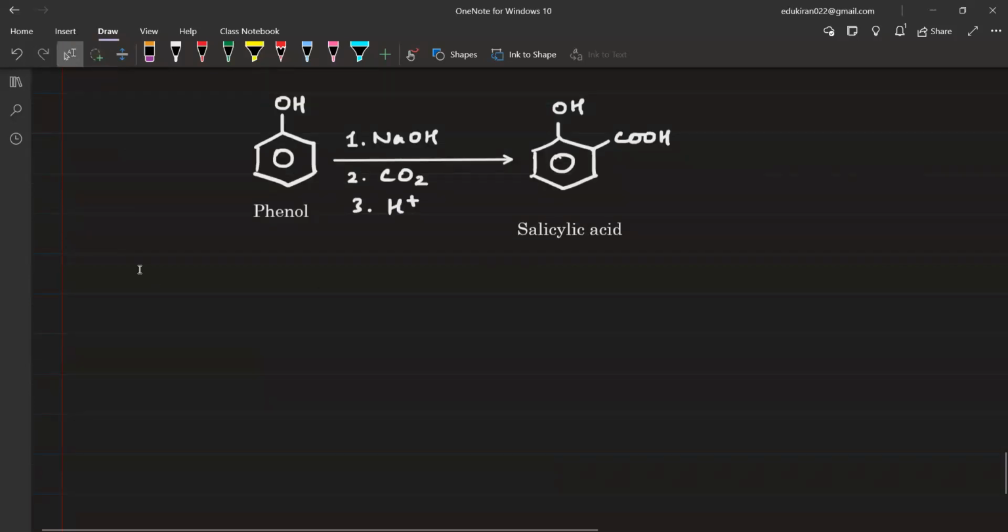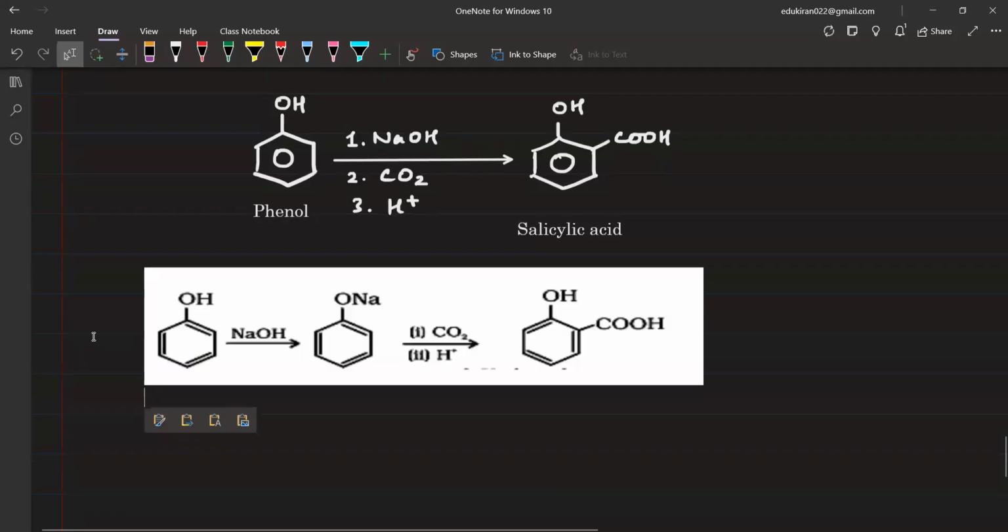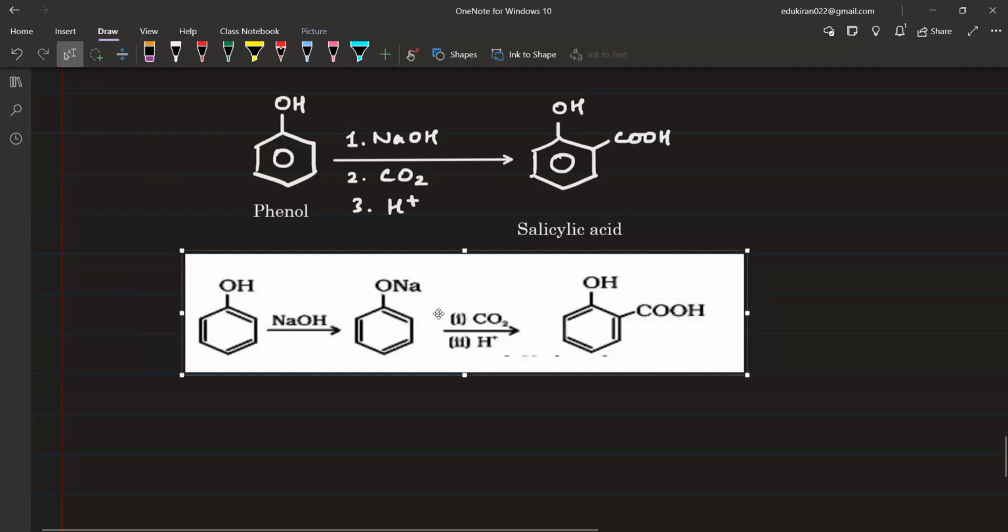Okay, so in the mark scheme, it is given like this. No need to write the statements or anything. है ना? देखिए, पहले NaOH, first is NaOH, then CO2, and then H+ you have to write. That's it. ठीक है. If you want to write it exactly like this, ये भी आप लिख सकते हैं. ठीक है. But both of these are going to give you complete marks.